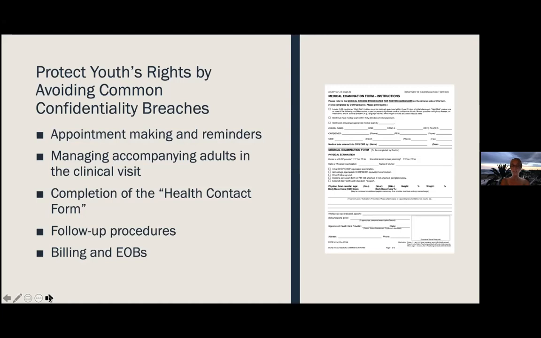Confidentiality breaches, as I mentioned before, do come up with accompanying adults during the clinical visit. And again, often the accompanying adult for youth in foster care will say, I'm required to be in the room, I have to stay with them. That is not the case. And they, just like other accompanying adults, family members, parents, guardians, can have the youth's confidentiality rights explained to them, and then they can be invited to wait in the waiting room while you see the young person privately.